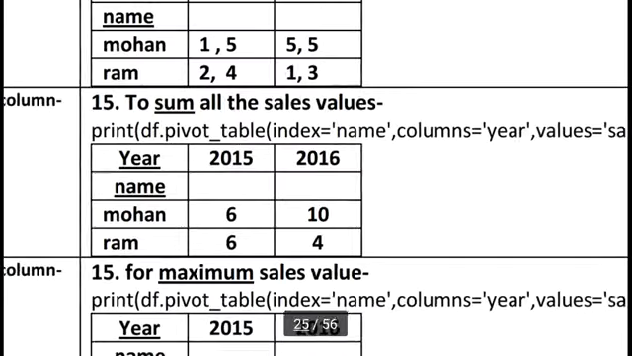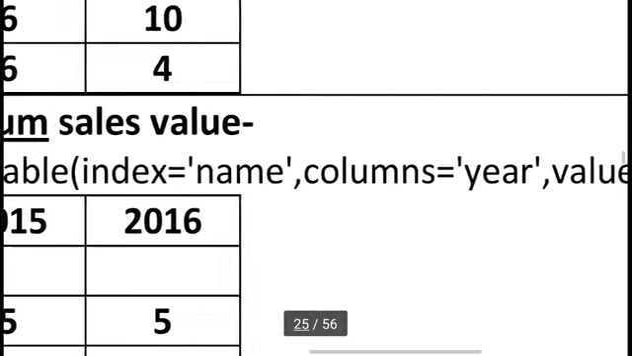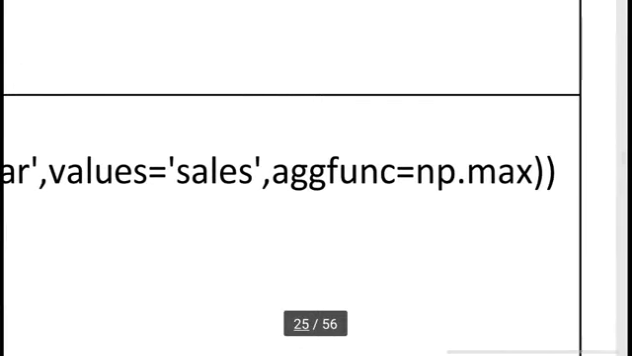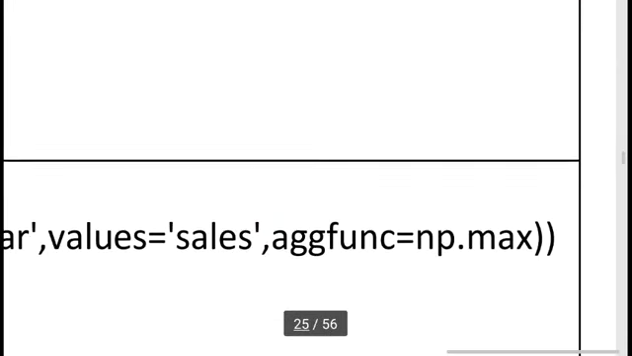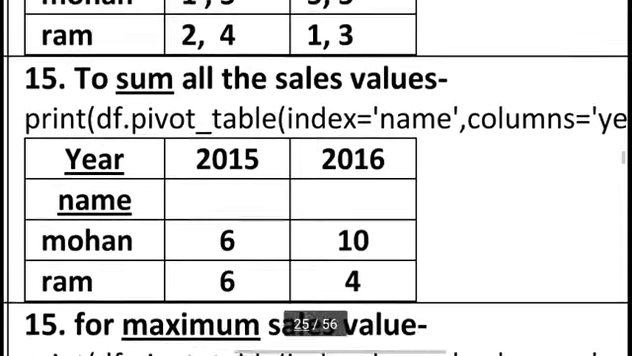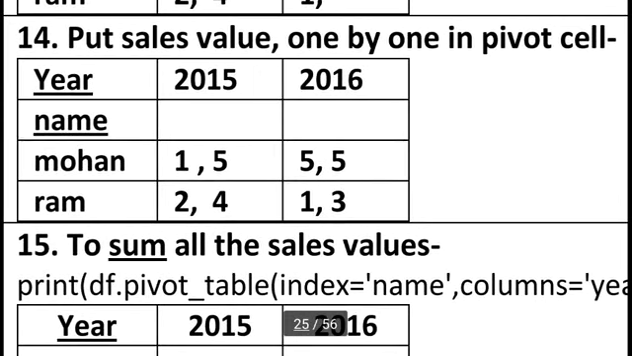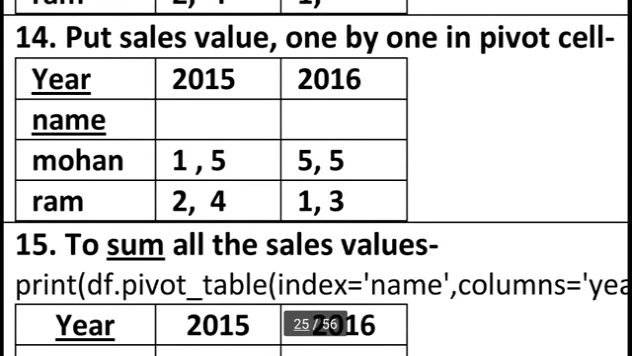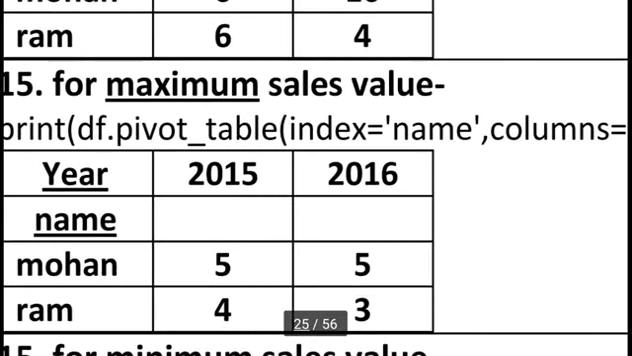Okay, the same command you can copy and paste below, and here only one simple change, np dot max. Last time I used np dot sum. Here I am using np dot max, maximum sales you can see. So this is our pivot table. You only select the maximum value for each pivot cell. 1, 5, the maximum is 5. 5, 5, maximum is 5. 2, 4, maximum is 4. 1, 3, maximum is 3. So this is our maximum sales.